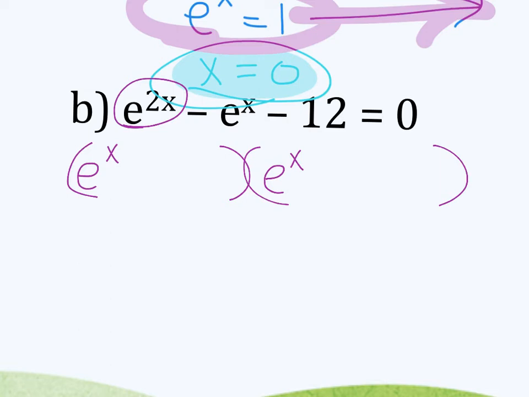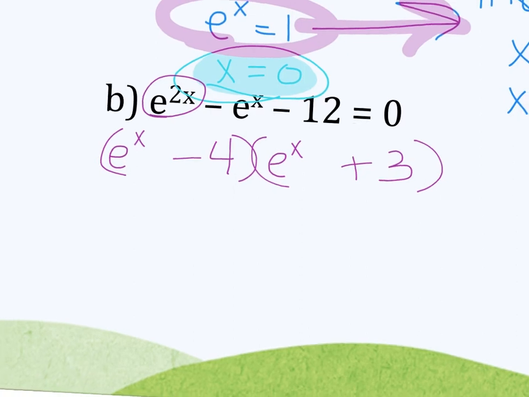It's not squared. E to the x times e to the x. When you multiply, you do what with those exponents? You add them, so it would be 2x. And then for that second term, I'm looking for the factors of negative 12 that add to negative 1, which are what? Good. Negative 4 and positive 3.